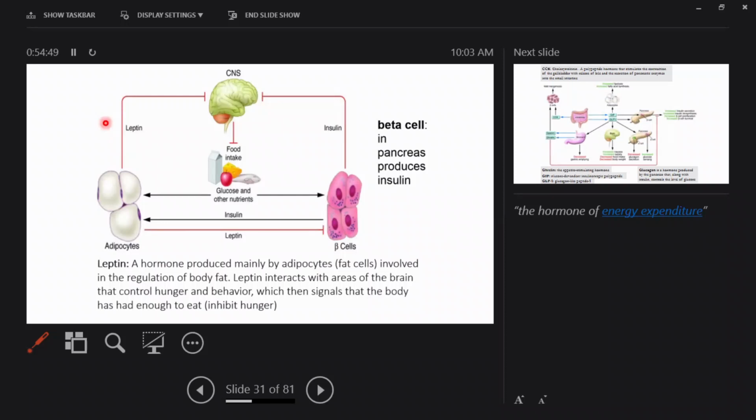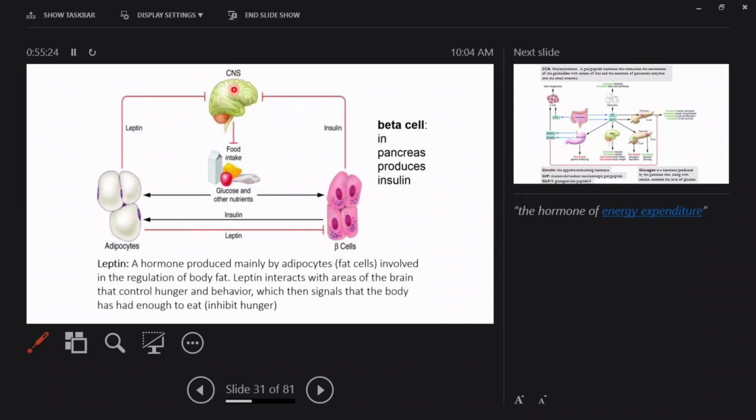Leptin interacts with areas of the brain that control hunger and behavior, which then sends signals that the body has enough to eat, so it inhibits hunger. All right, so leptin interacts with areas of the brain to control hunger. When we are already full, we already ate our dinner, for example, buka puasa, we already break our fast. We eat a lot, nasi kerabu, whatever, and then we are full. And then our body will produce leptin.